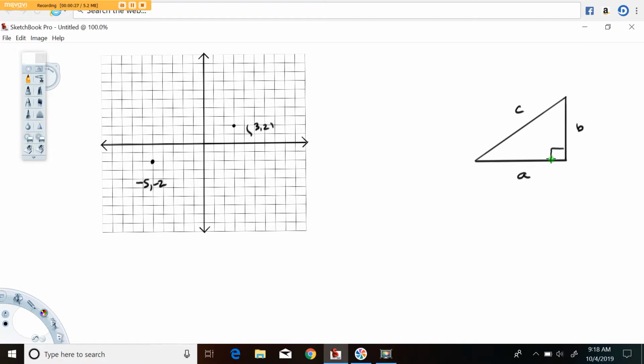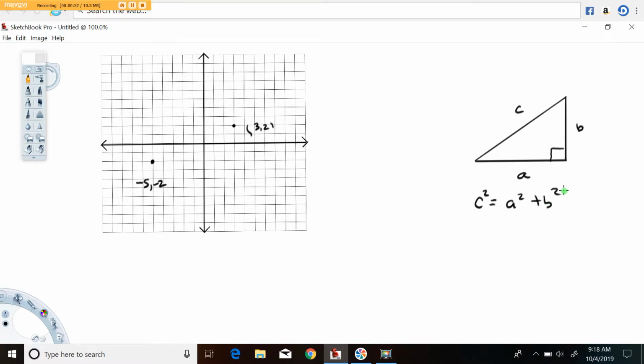There's a very important theorem in mathematics called the Pythagorean Theorem. The hypotenuse is this long side that I have labeled as C here. The Pythagorean theorem says that the length of the hypotenuse squared, in this case C squared, is equal to the sum of the two shorter sides squared. So A squared plus B squared.